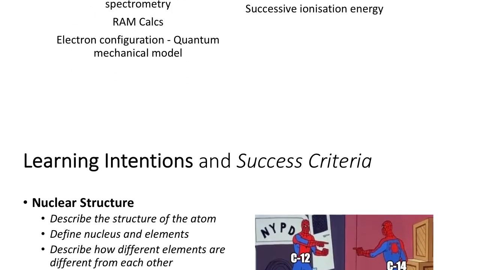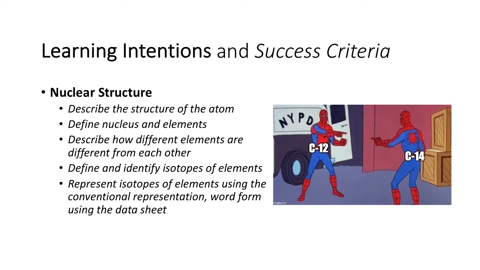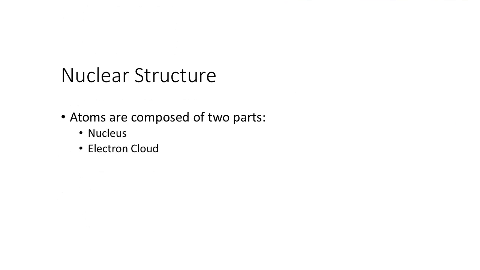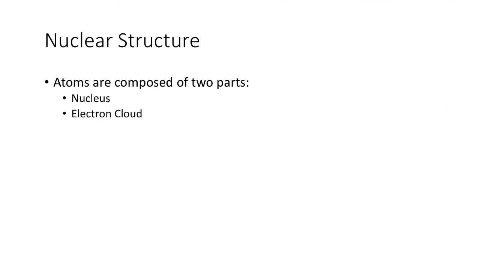We're going to be doing a video about nuclear structure and representation of elements and how you write them out. Okay, so this is what we're going to be learning about today. Right, so let's talk about the nuclear structure. Atoms are composed of two parts, we should know that: the nucleus and the electron cloud. Today we're just going to be looking at the nucleus, we're going to be looking at the electron cloud later on.